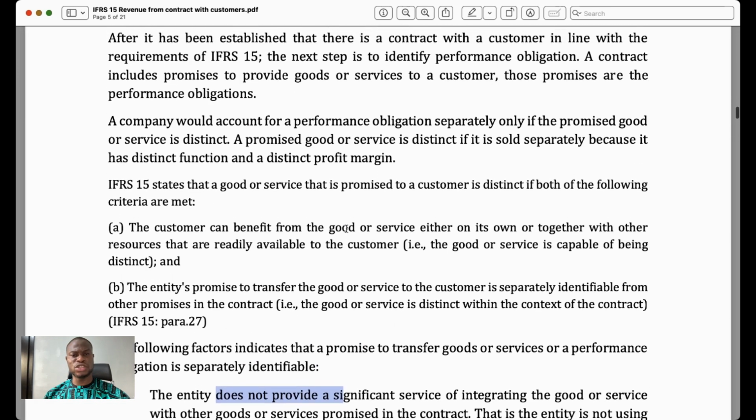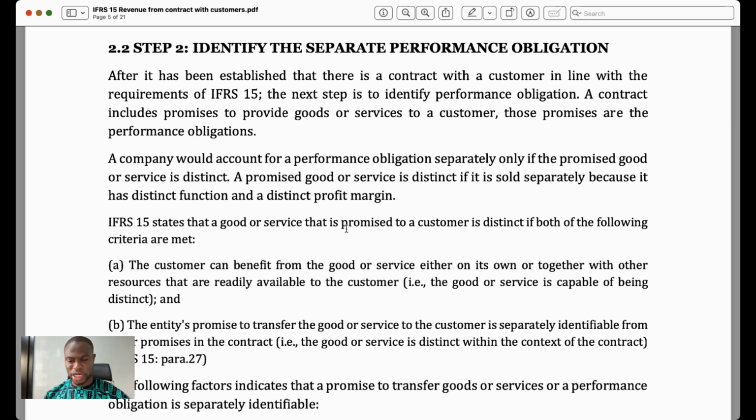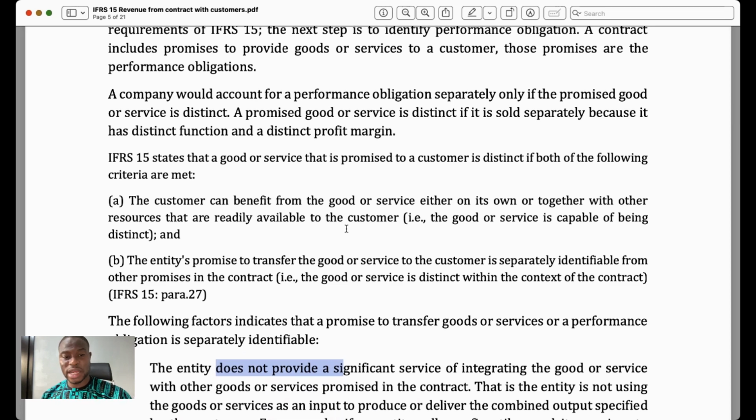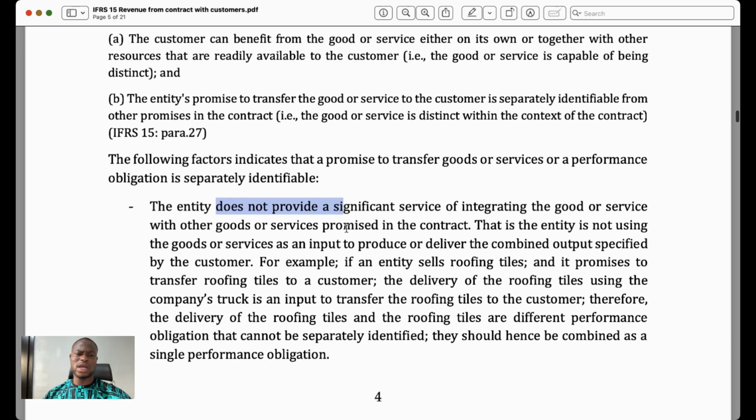So here, you need to understand that before you can recognize revenue, you need to identify the separate performance obligation. And what we mean by separate is that they must be distinct. Each good or service that you recognize revenue on must be distinct. And they are distinct if the customer can enjoy benefit from the good or service on his own, and also if it's separately identifiable. That means it is not an input to another good or service, it does not modify another good or service, and it does not depend on another good or service.